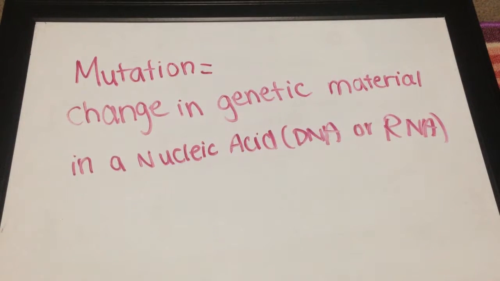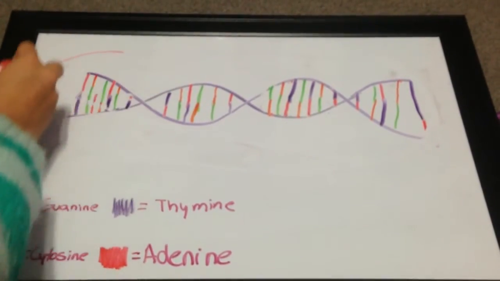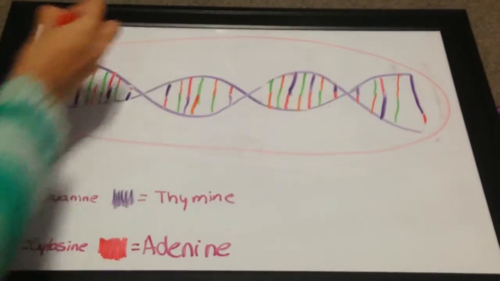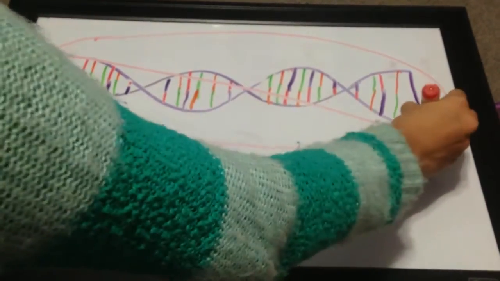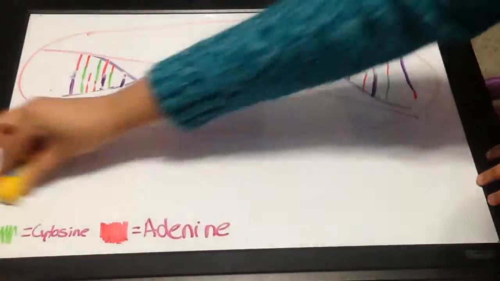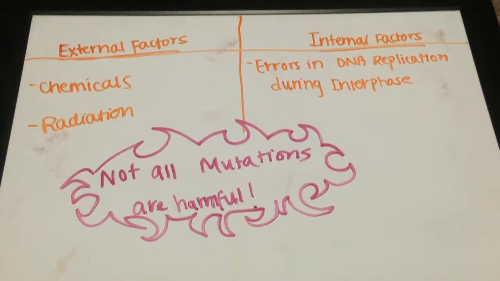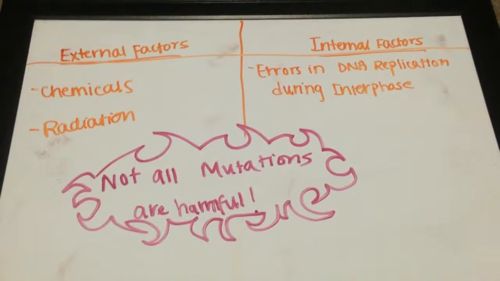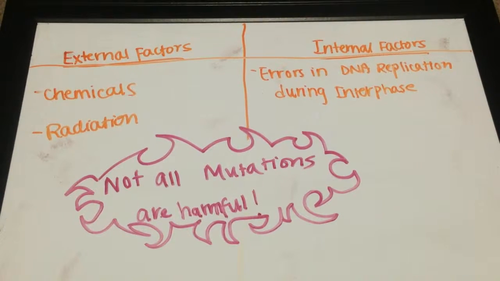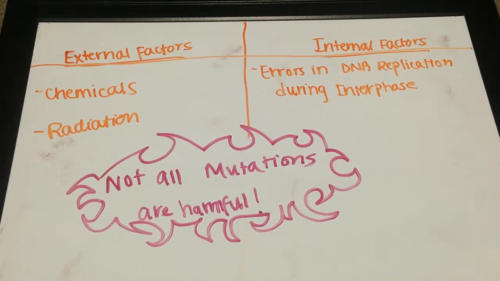A mutation is when there is a change in genetic material in a nucleic acid, either DNA or RNA. Mutations usually occur when the wrong bases match up. How terrible would it be if adenine matched up with cytosine and thymine matched up with guanine? Other external factors that might cause mutations are chemicals and radiation. Some internal factors that might cause mutations are errors in DNA replication during interphase.